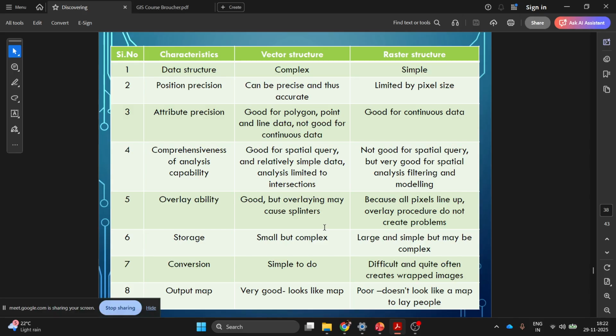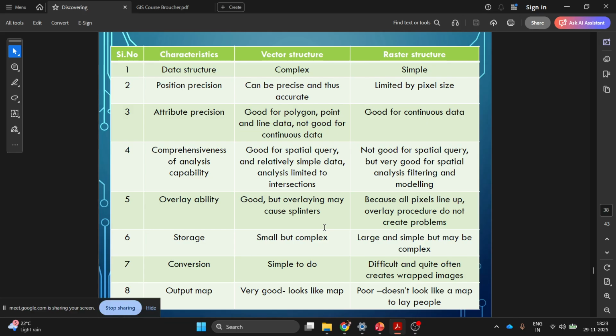So I will develop an index. In that case, vector doesn't work well, but in case of raster, it works well. Overlaying may cause splinters in case of vector data, but in case of raster data, the overlay procedure does not create problems. And the storage part is, though the vector is small, it is complex.